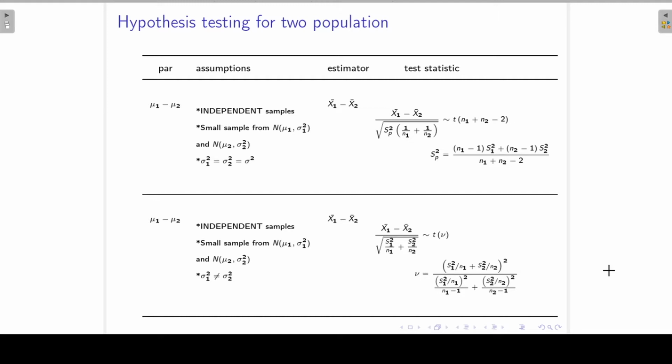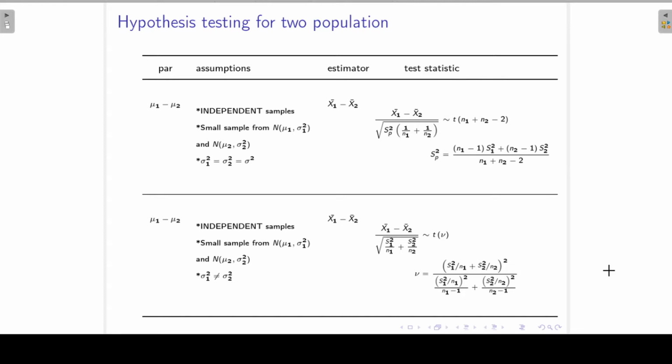When we do hypothesis testing for the two population situation, we look at the differences between two population means, or two population proportions, or two population variances. Now, first of all, if we are looking at the difference between two population means, we distinguish between independent samples and dependent samples. If the samples are independent, we look at the small sample situation and the large sample situation.